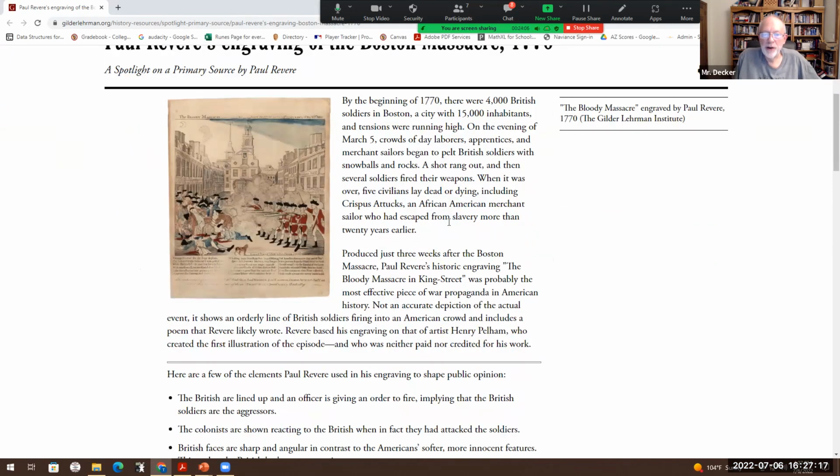Some of the numbers here, you can see where they got them from. On the evening of March 5th, crowds of day laborers, apprentices, and merchant sailors began to pelt British soldiers with snowballs and rocks. One source that I read, not this one, says that one person came out, was highly drunk, and got into an altercation with the one soldier who was there, and then more of the colonists started coming out of the bar. So they'd been drinking.